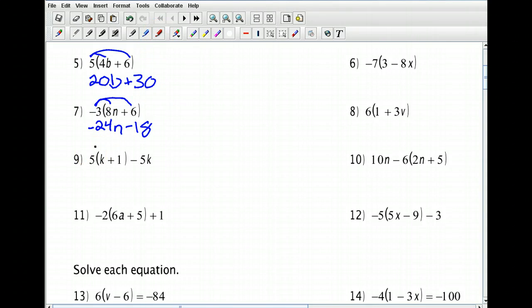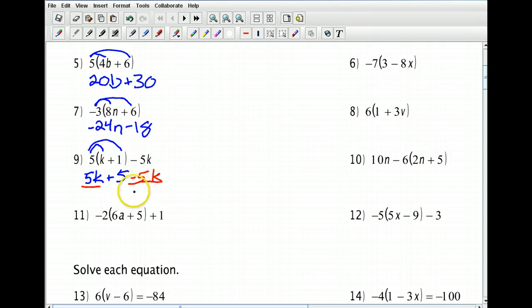5 times k. 5 times 1. And then bring down negative 5 squared. Simplify one more time. 5k minus 5k is what? 0.